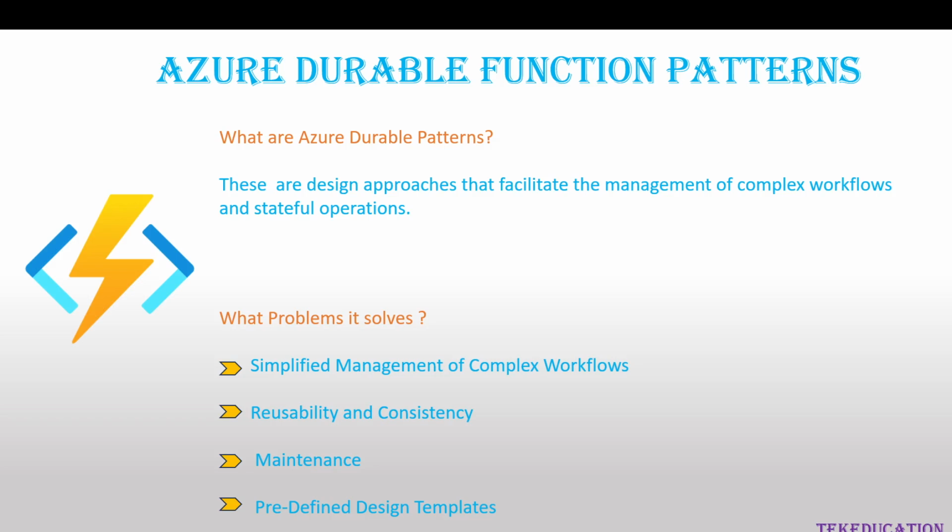Next is maintenance. Consider that you have implemented a workflow with 4 steps. In the future, you get a new requirement where you have to add a new step or activity in the middle of these 4 steps. So you create a separate activity and then you mention the order of that particular activity in the orchestrator and then you will be done. Next is predefined design templates, and finally is efficiency. So if you follow these patterns, we'll be implementing an efficient solution.